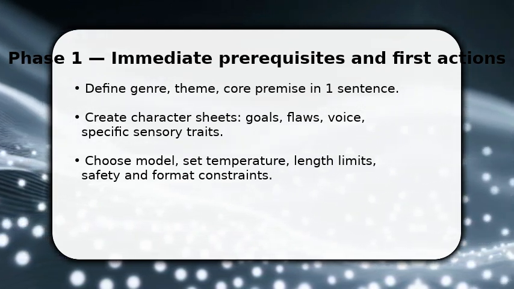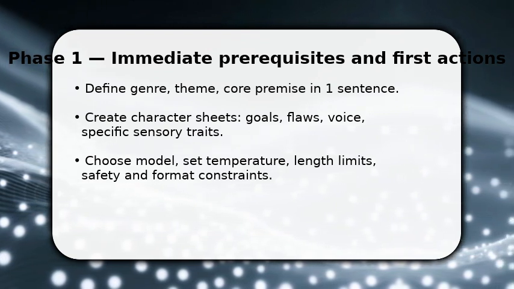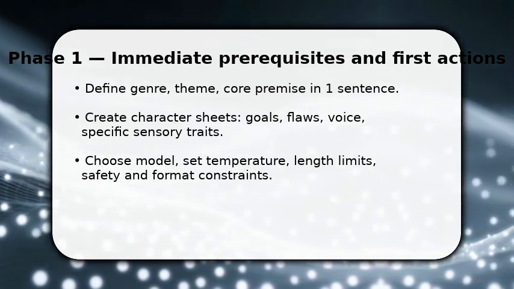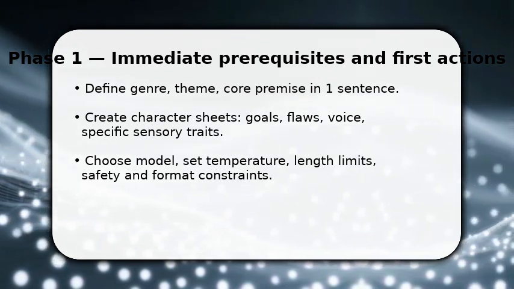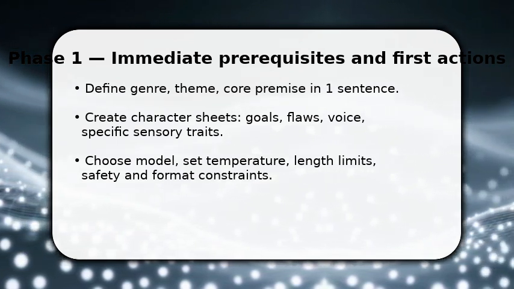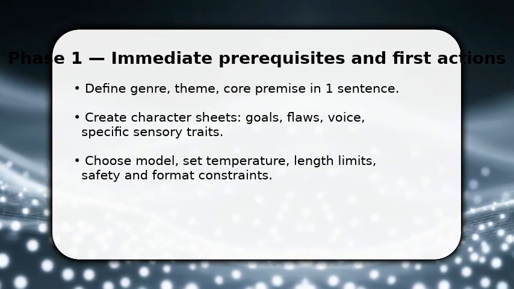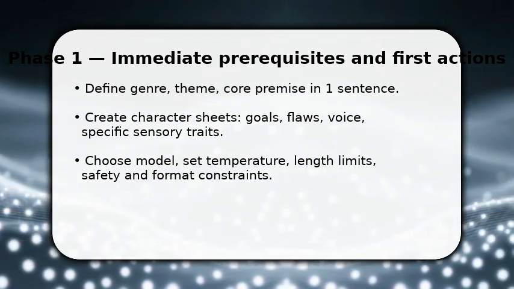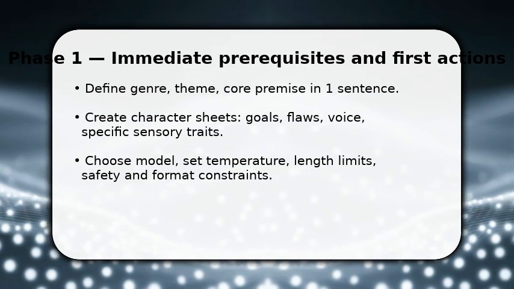Next, choose a model and set parameters: temperature, max tokens, and style constraints, because these control creativity versus precision. Once done, write a tight initial prompt template that includes scene, conflict, and desired tone. Then generate a short sample scene.